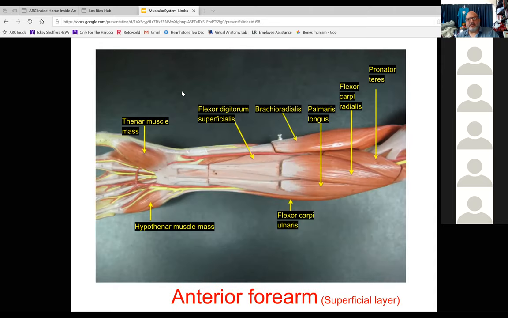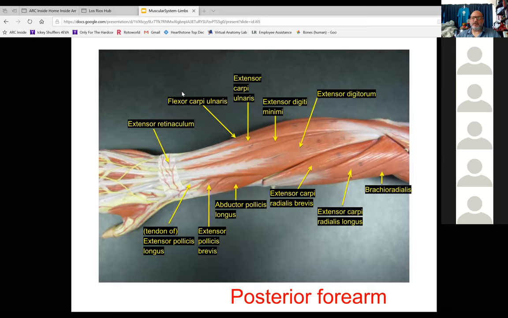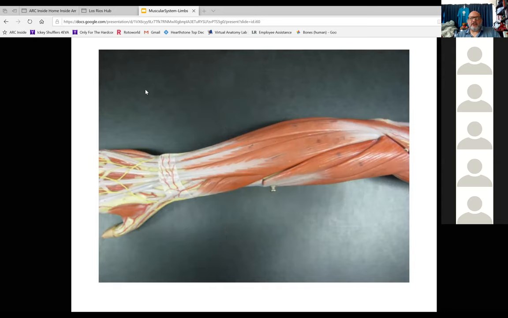Now that's deep, we don't care about that. All right, let's go back to this view. There we go, perfect. Again, we need a solid starting point. That solid starting point, we find the thumb, we follow it straight back, and this muscle right here, right on top, right on the lateral, once again, that muscle right there is going to be the brachioradialis.